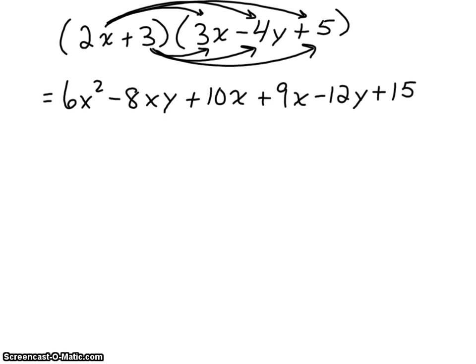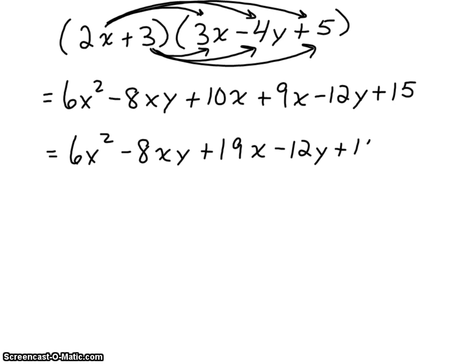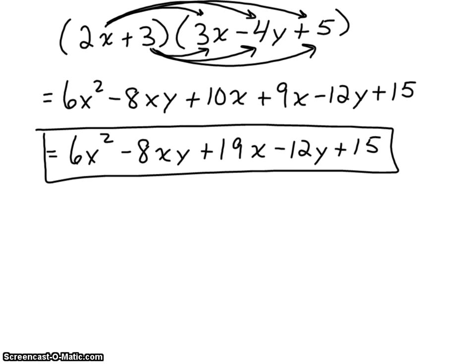And now you look for any like terms that you can combine. And it's just in the middle. Sometimes there's more. 6x squared minus 8xy plus 19x minus 12y plus 15. Okay, many times you can actually simplify a little bit more.